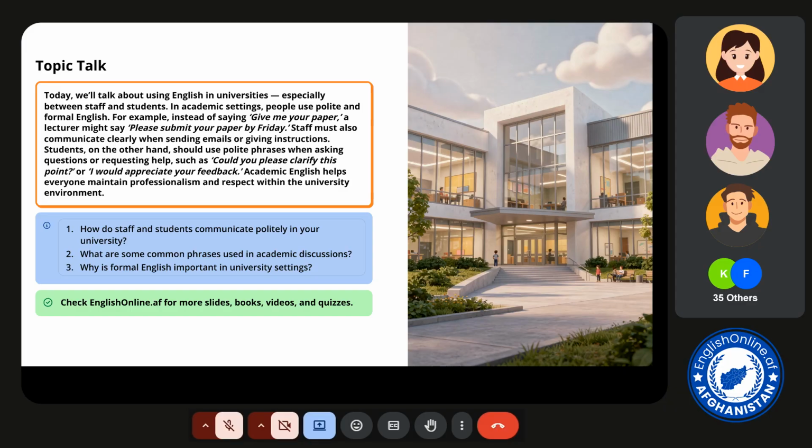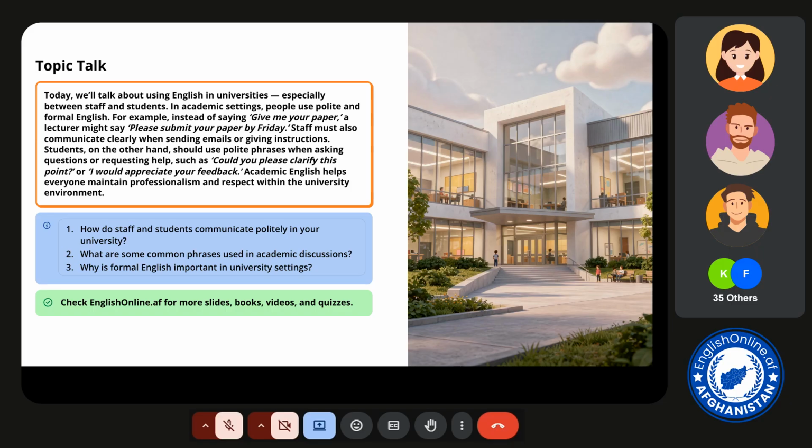Let's go to the slide. It says, today we will talk about using English in universities, especially between staff and students. میگم امروز ما قرار است بحث کنیم در مورد استفاده انگلیسی در دانشگاه ها، به طور مشخص یا به ویژه در ارتباط میان کارمندان و محصلان.